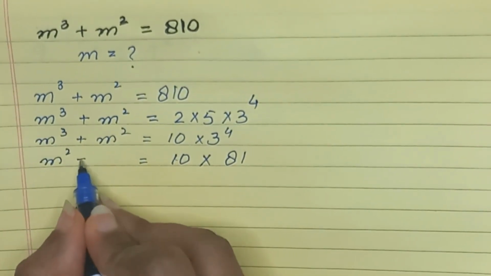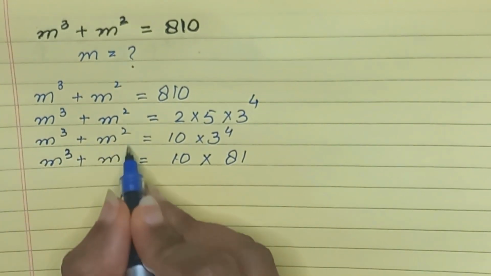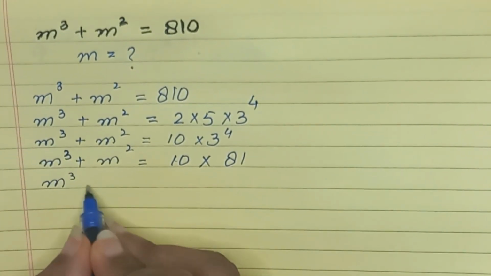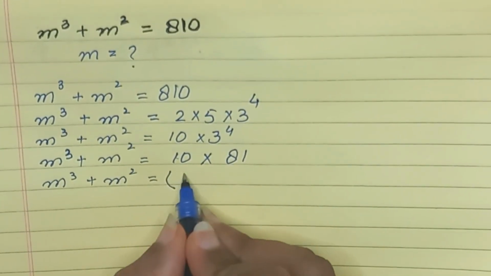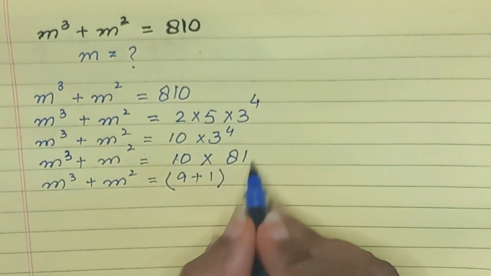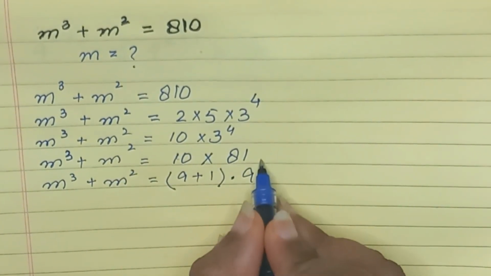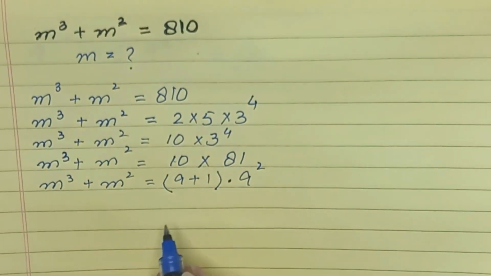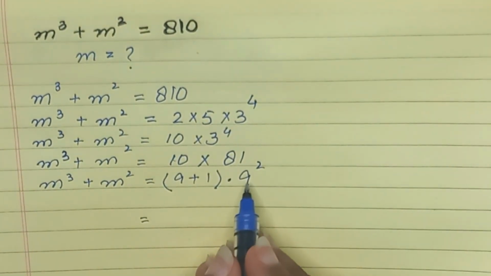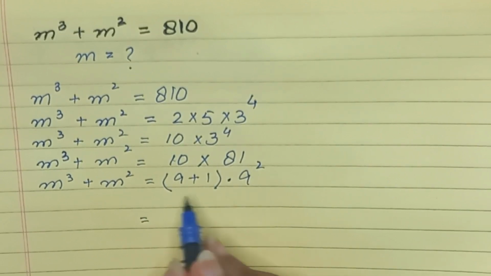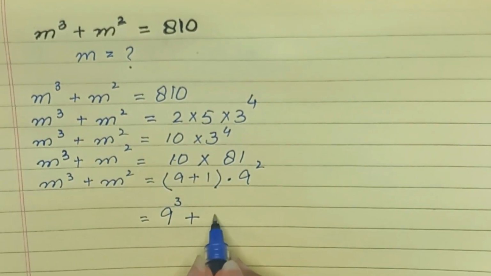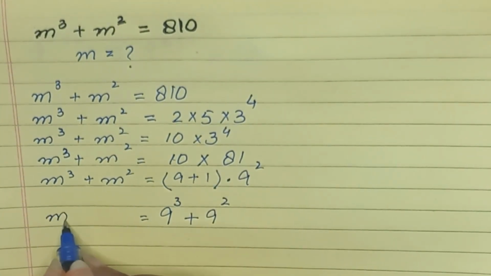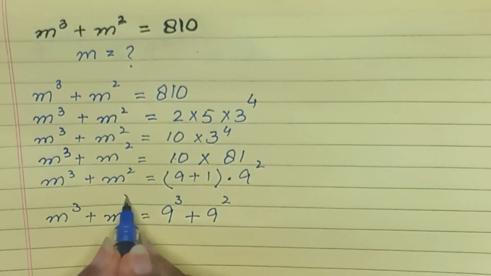So m cube plus m square is equal to, we can write 10 as 9 plus 1 and 81 can be written as 9 square. Now again we will simplify it. We will multiply 9 square into the bracket, so it will become 9 square into 9, which is 9 cube, plus 9 square into 1, which is 9 square, and m cube plus m square as it is.